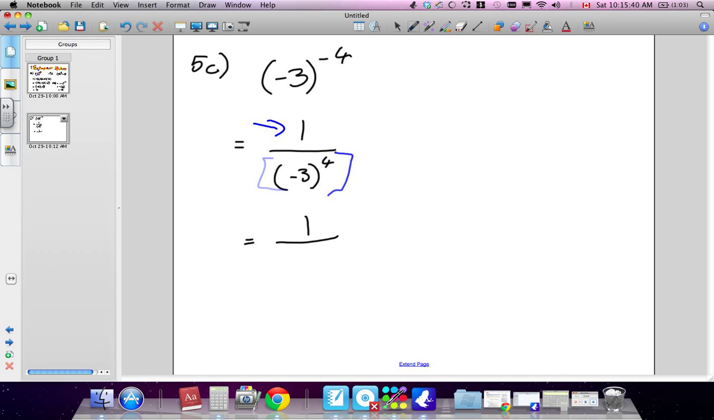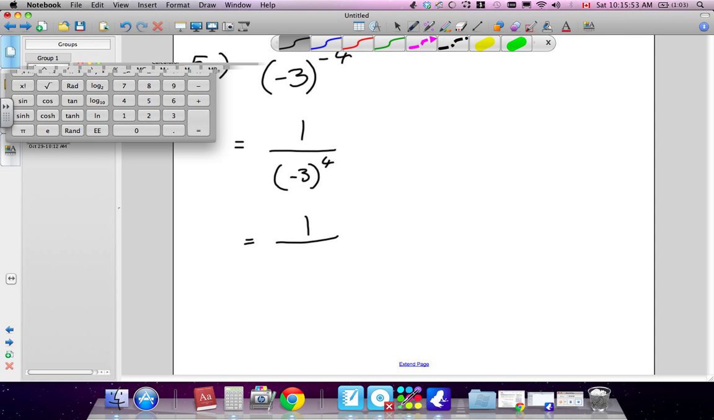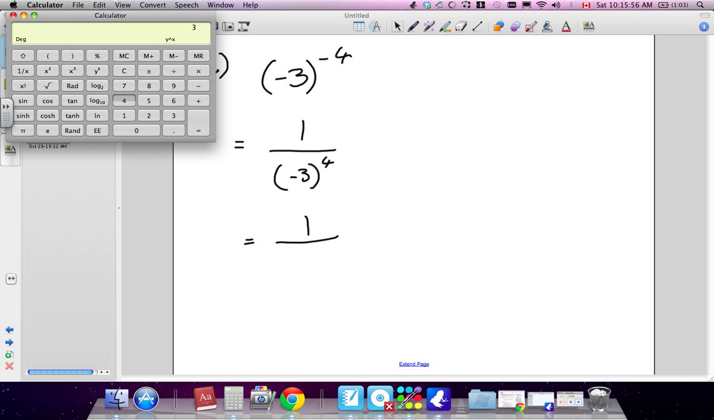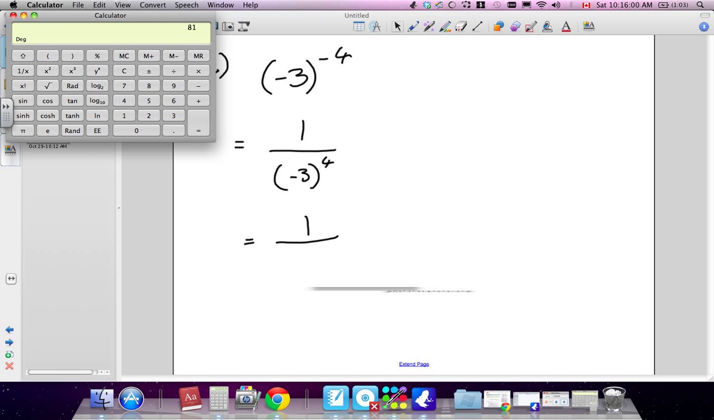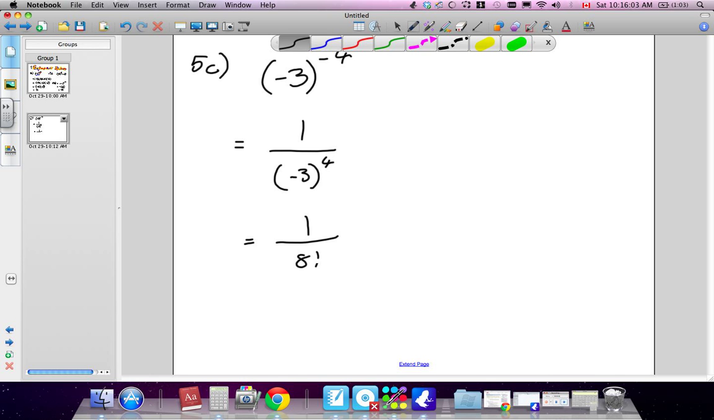And now we just have to do 3 to the power of 4. So you want to type that in? 81. Perfect. So what is our final answer? Read it to me. 1 over 81. Yes, good. So it's not just 81. It's 1 over 81. So it's actually a very small number. It's a fraction. Does that make sense? Okay. Same idea.